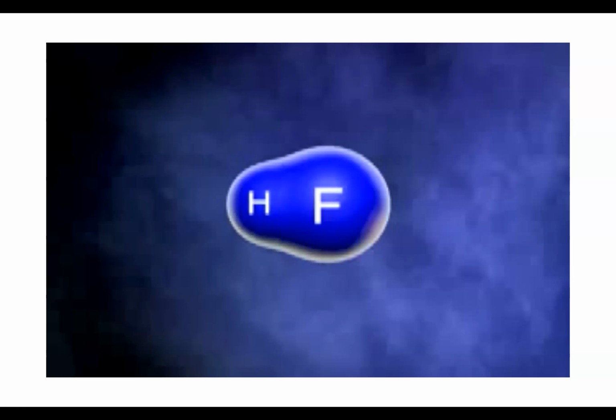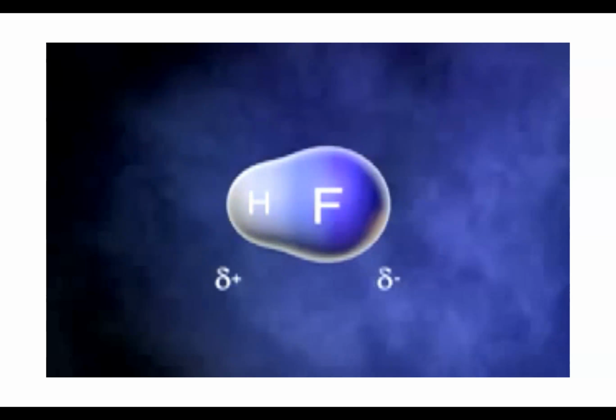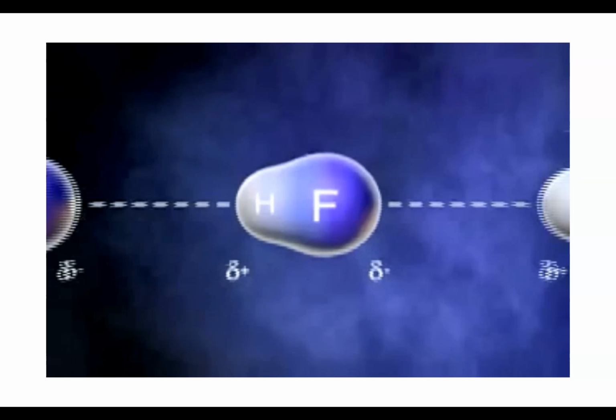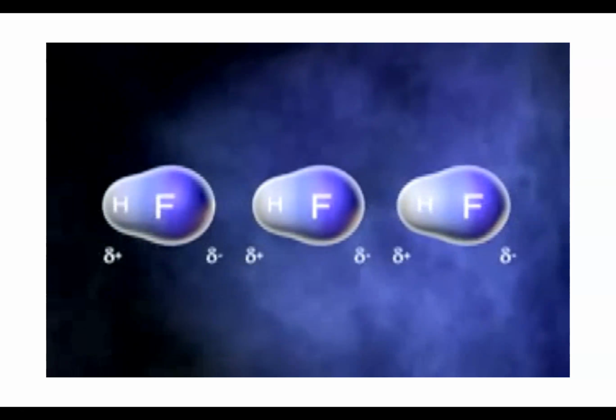Because hydrogen has no core electrons, its nucleus is left practically unshielded. This gives the hydrogen atom a relatively high partial positive charge, which is powerfully attracted to the partial negative charge on the fluorine atom of a neighboring HF molecule. Although hydrogen bonding is a type of dipole-dipole interaction, some hydrogen bonds more closely resemble ion-dipole attractions in magnitude.